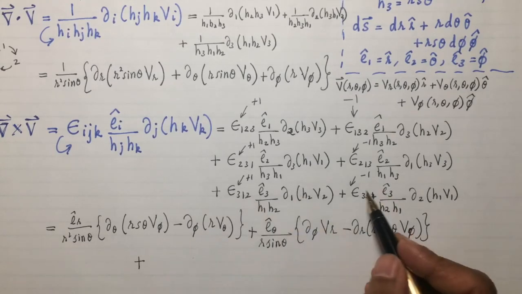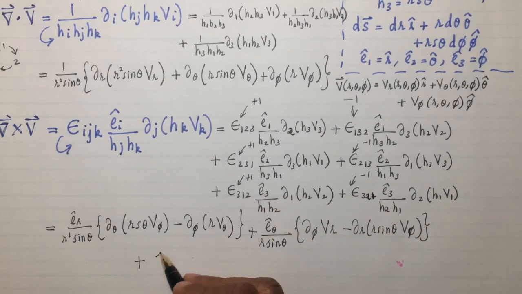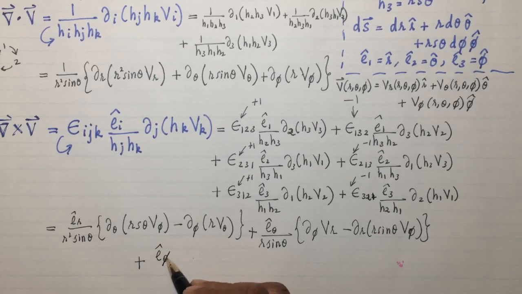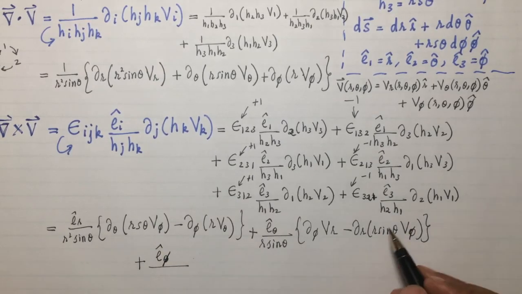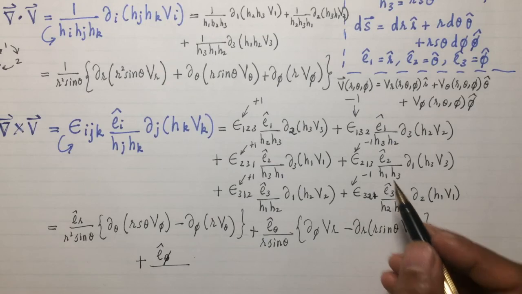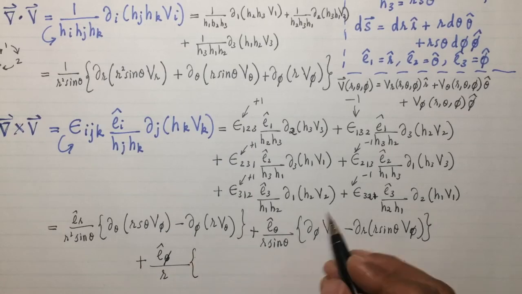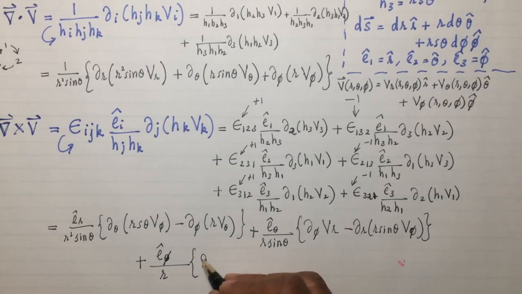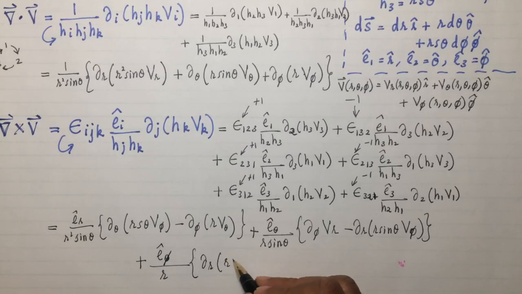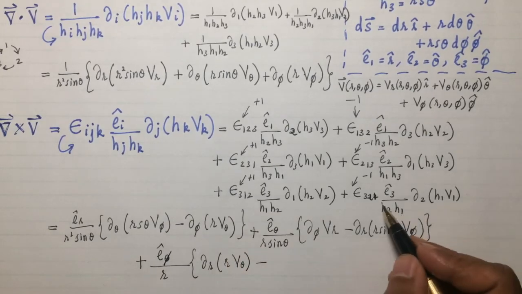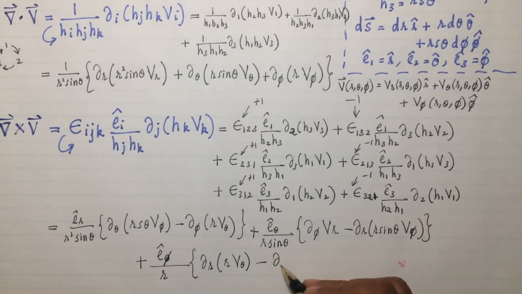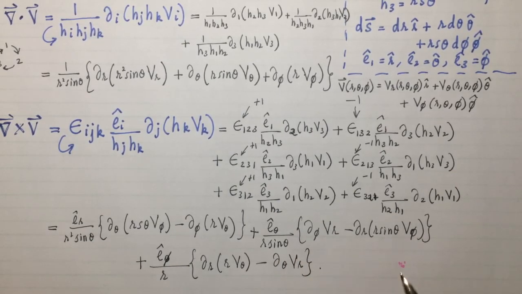So this again, e3 hat is e phi divided by h2 h1, which is just r, because h1 is 1 and h2 is r, times, now I have del 1, which is del r, h2, which is r v theta, minus del 2, which is del theta, of h1, which is 1, times v_r. We're done. That's the curl in spherical polar coordinates.